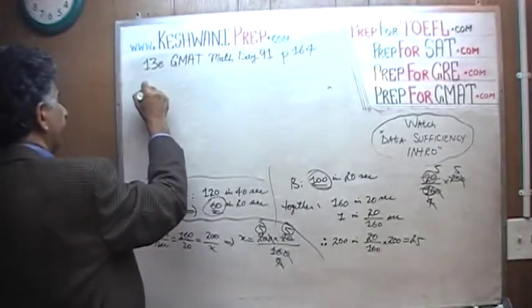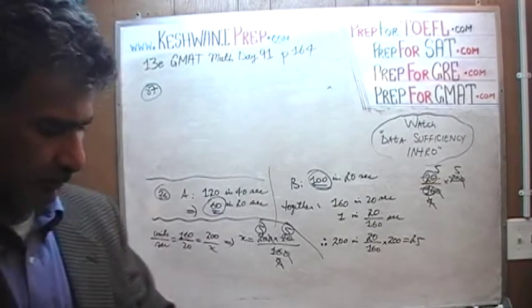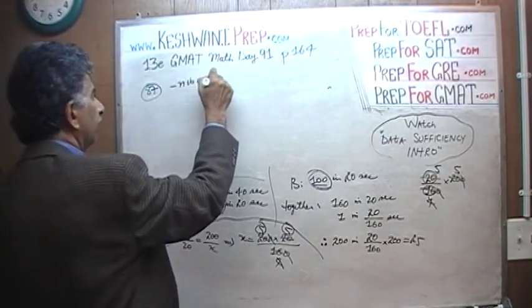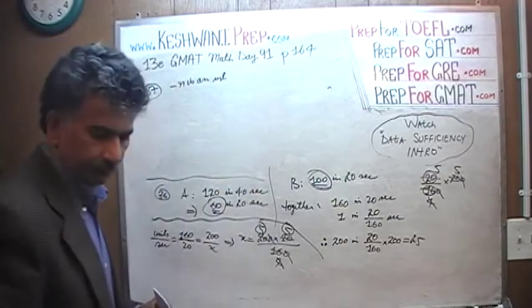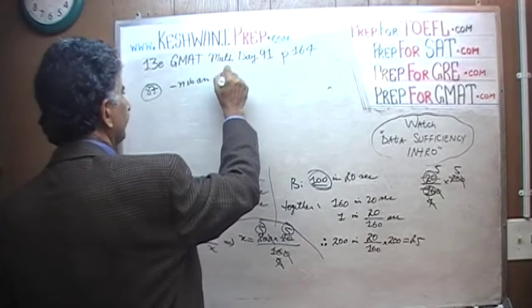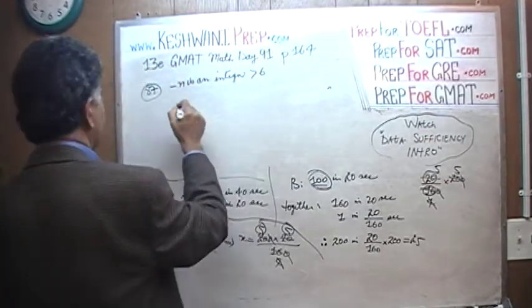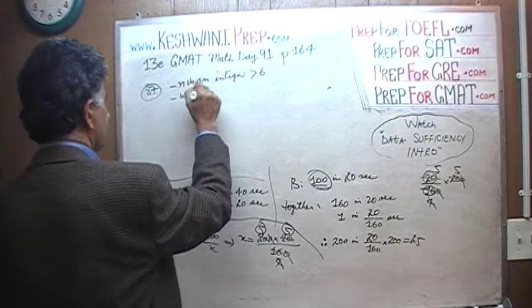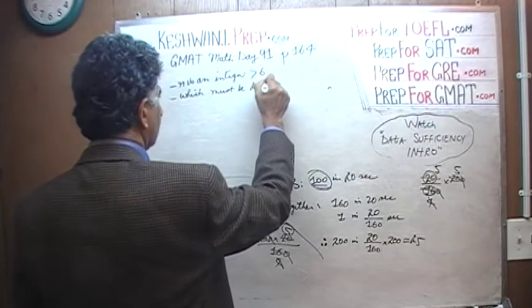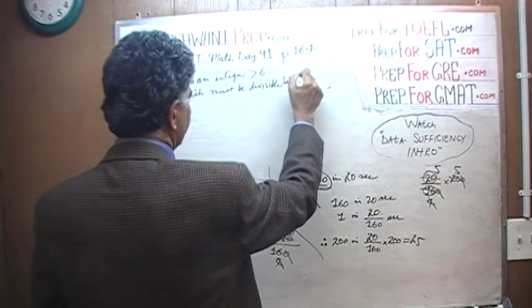Number 87. In 87 we are told that n is an integer greater than 6. The question simply is, which must be divisible by 3.